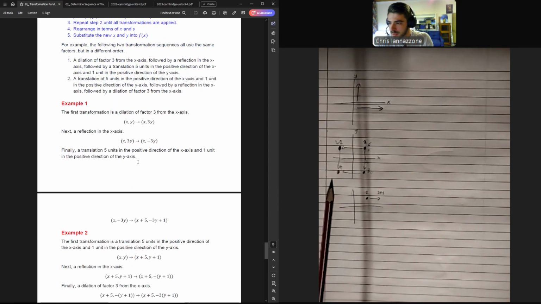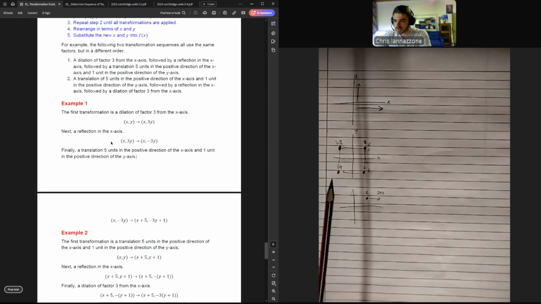Okay, so the first transformation of this list is a dilation factor of 3 from the x. If we're going away from the x, then it's the y that we're moving along. And so the y is going to get that multiplication because it's dilation. Reflections are negatives. If it's a reflection in the x, then it's the y values that are flipping. So you take the point that you ended off with, and then you use that as your new baseline. So you're now starting at x comma negative 3y, and you're putting a negative sign on that, not the original xy.